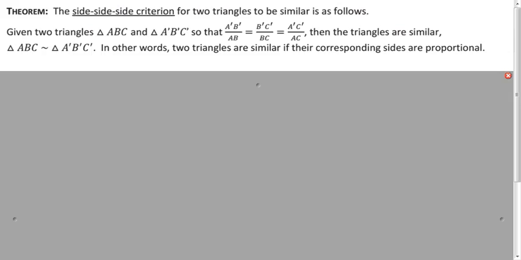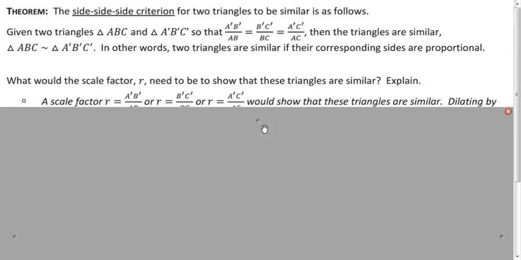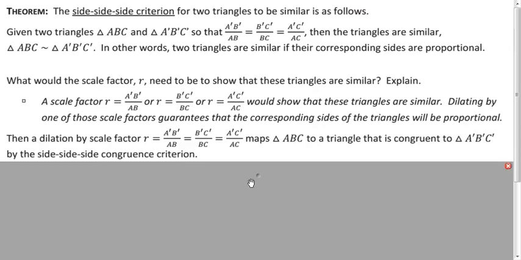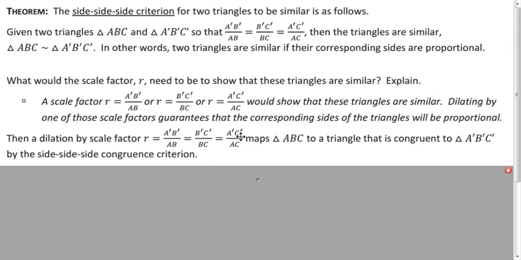So this gives us the side-side-side criterion. If all 3 corresponding side lengths are proportional, then the triangles are similar. And the proof of that is similar to what we did before. We would do a dilation with a scale factor that will make triangle ABC the same size as triangle A'B'C'. And then you know that those 2 triangles are congruent by side-side-side. And so we have a similarity transformation that'll map one to the other. So the triangles are similar.